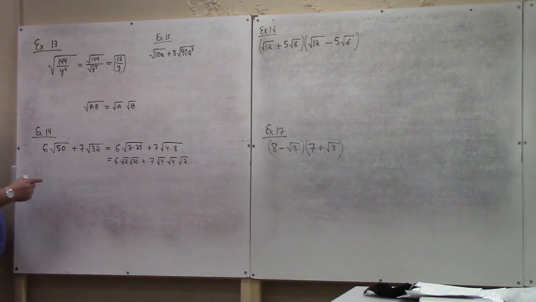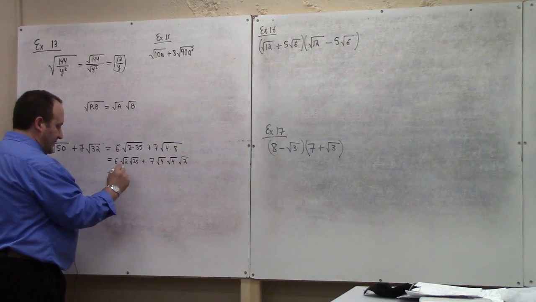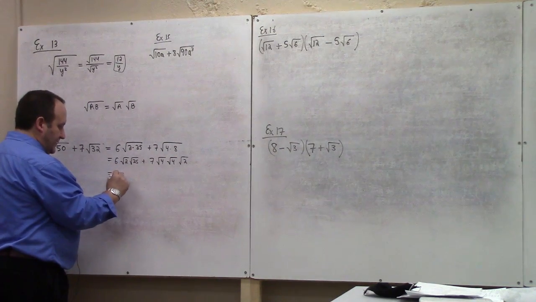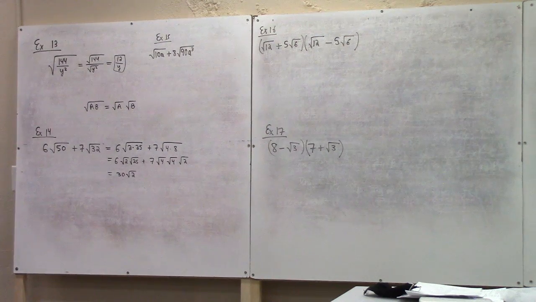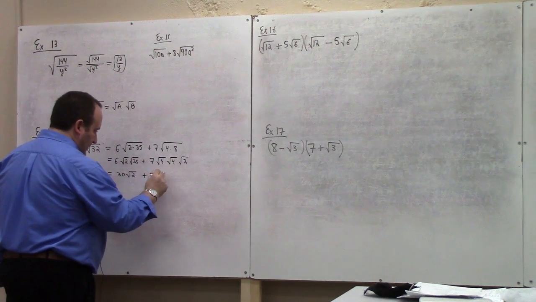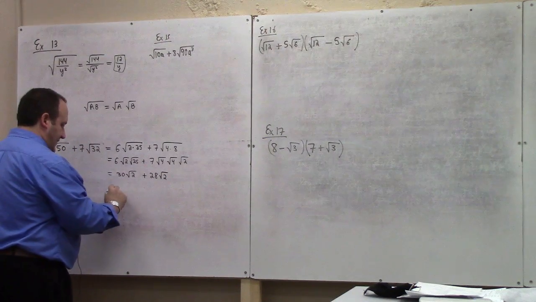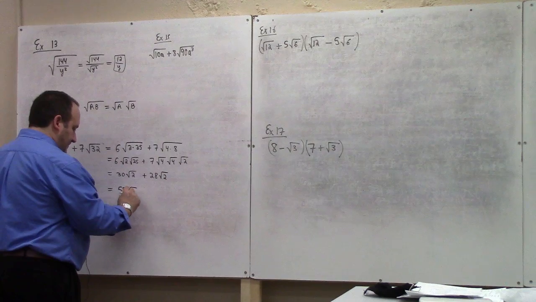So, what's the square root of 25? 5, right? So you get 6 times 5, which is 30. 30 square root of 2 for the first term there. Square root of 4 is 2, right? So I've got 2 times 2 times 7, which is 4 times 7, which is 28. So plus 28 root 2. In other words, we've got 58 times the square root of 2. So there you go.